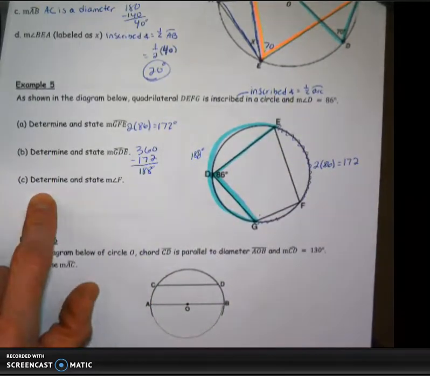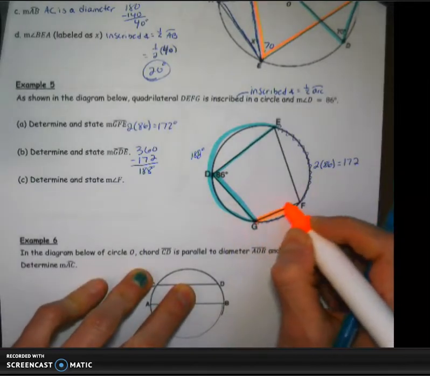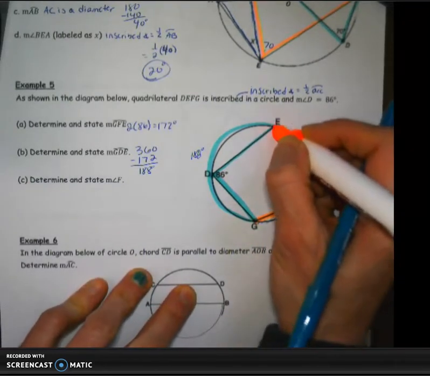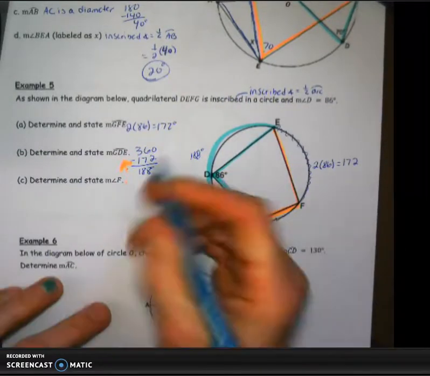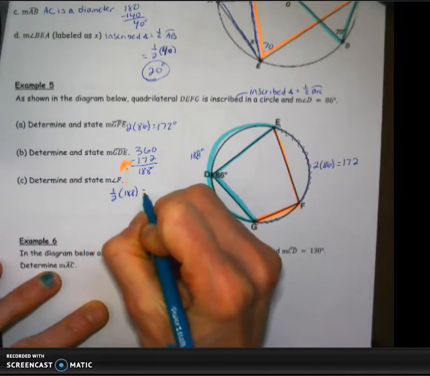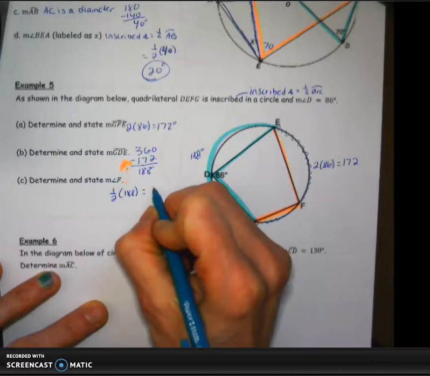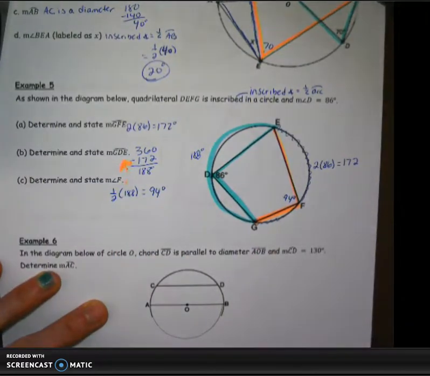So now it says determine and state the measure of angle F. Well, angle F is this inscribed angle, which intercepts arc, oh my goodness, GDE. So therefore, it's going to be half of 188 degrees, which is 94 degrees. Fantastic. One more question to go.